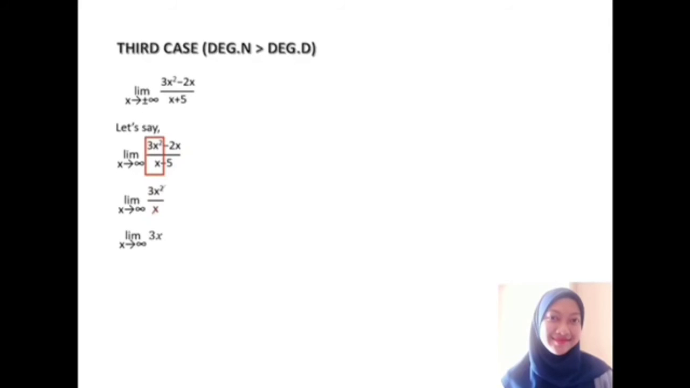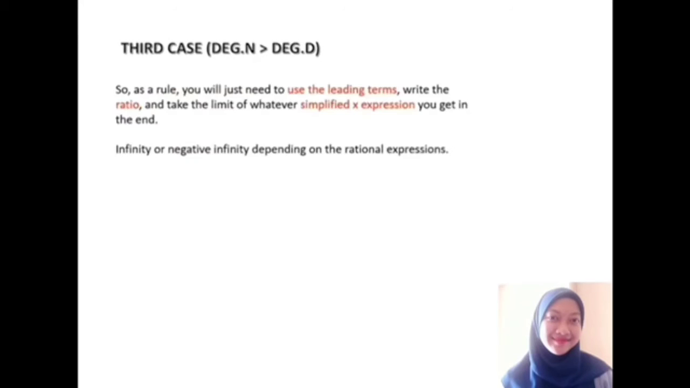As you know from earlier examples, as x approaches infinity, something like 3x will also approach infinity. In that case, your limit was positive infinity. So, as a rule, you will just need to use the leading terms, write the ratio, and take the limit of whatever simplified x expression you can get in the end. I would say that it could be infinity or negative infinity depending on your rational expression. So those are the three main cases for finding the limit with the shortcut.